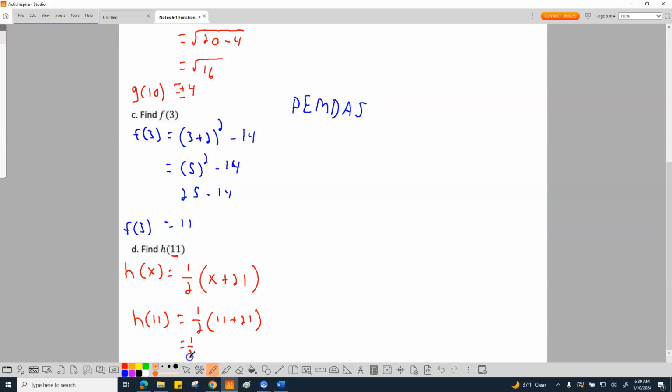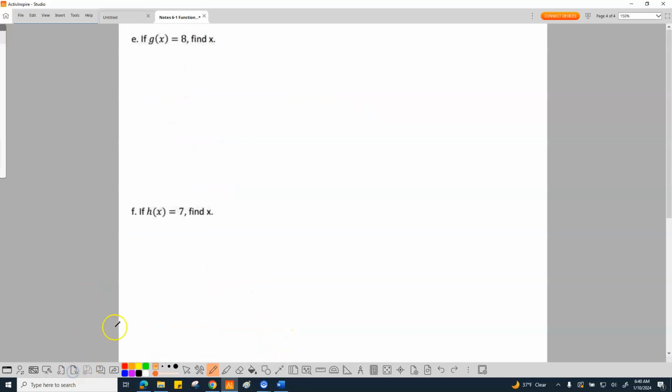So I have 1/2 times 32. And then 1/2 times 32 is 16. So that comes out to 16 when it's all said and done. So I have h of 11 equals 16. That's pretty much that. Going to the next stuff.